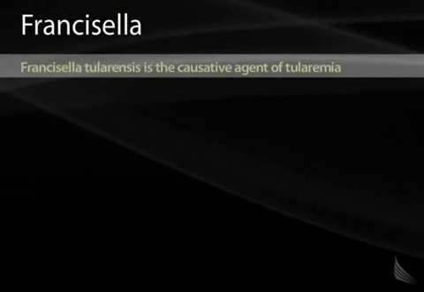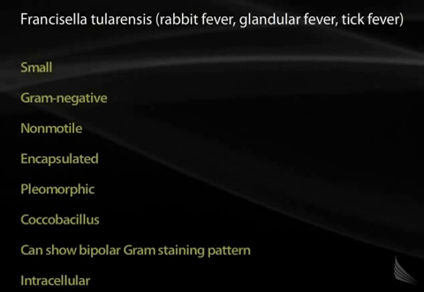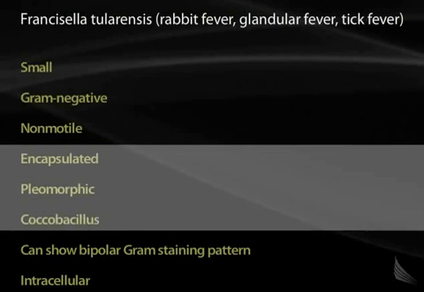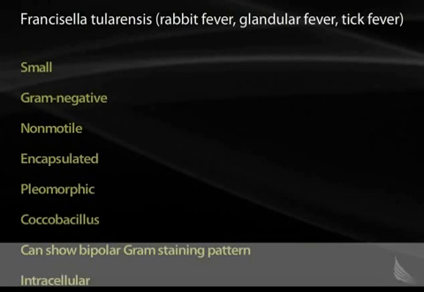Francisella tularensis is a causative agent for tularemia. It also causes rabbit fever, glandular fever, or tick fever. It's a small, non-motile, gram-negative rod that's encapsulated, pleomorphic, and sometimes described as a coccobacillus. It can show bipolar gram staining pattern, and it's an intracellular pathogen.